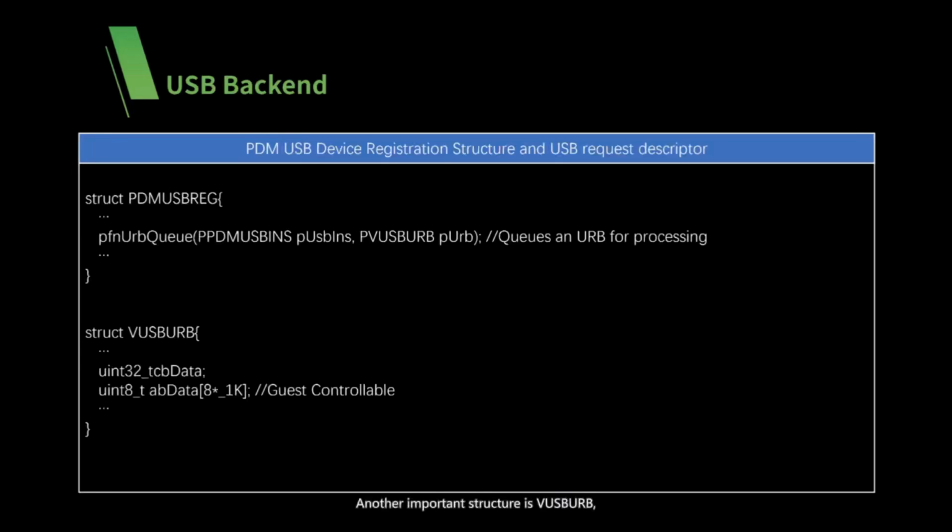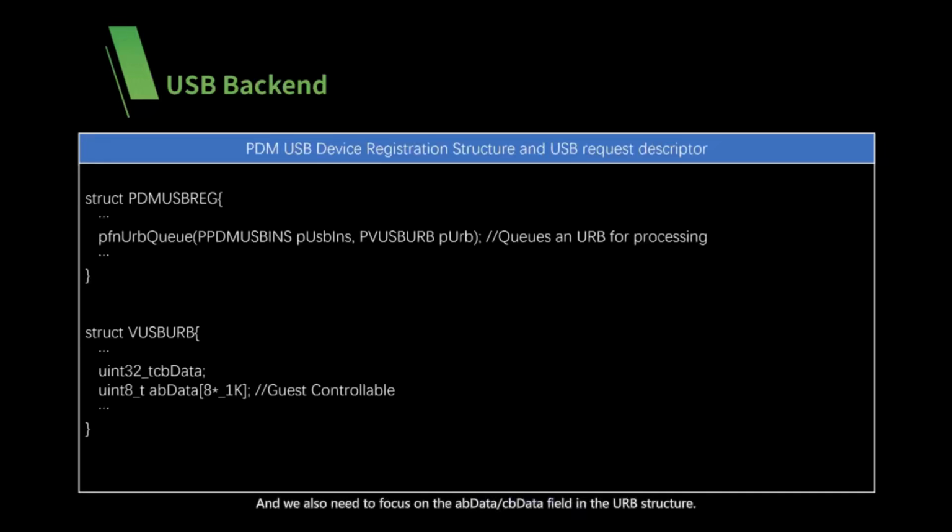Another important structure is VUSBURB, which defines the bridge between the USB controller device and the USB backend. As mentioned earlier, after the USB controller receives the USB data packet from the guest, it first sends it to the URB. URB marshals the data and then sends it to the USB backend for processing. Therefore, the URB marshalling process needs our attention.